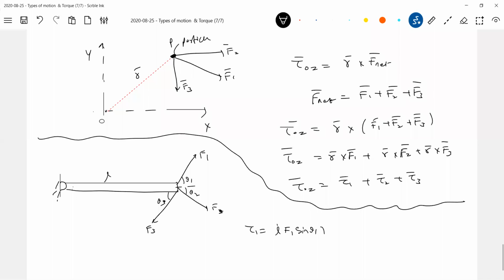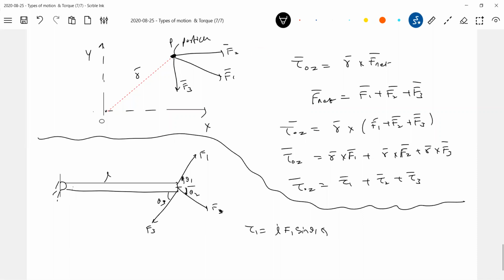What about this sense? Anti-clockwise. Curl fingers from L bar towards F1 bar. This will be L bar, no? The vector L bar will be like this. This is F1 bar. You have to curl it here, so I'll show the sense of the arrow. You have to curl like this. And here you have to curl it from L bar towards F2 bar.